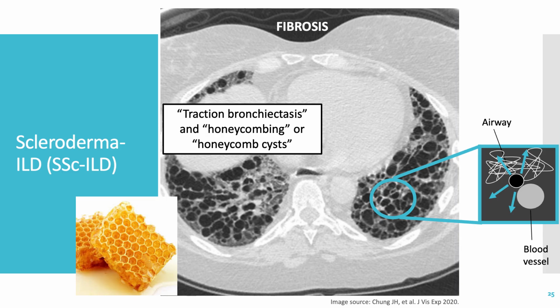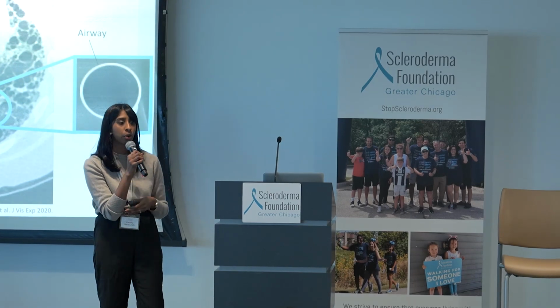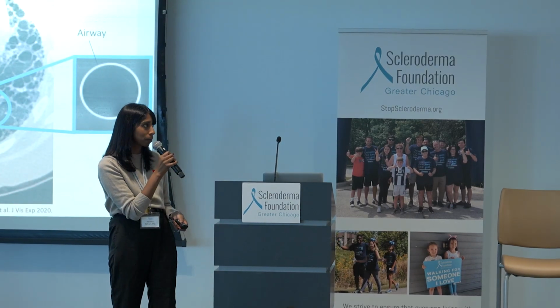We call these honeycomb cysts because they look like honeycomb, as you might imagine. And we also say that there is traction bronchiectasis when you can see dilated airways that have been pulled open. So those are some of the terms that you'll see that are associated with predominantly fibrosis on a CAT scan.